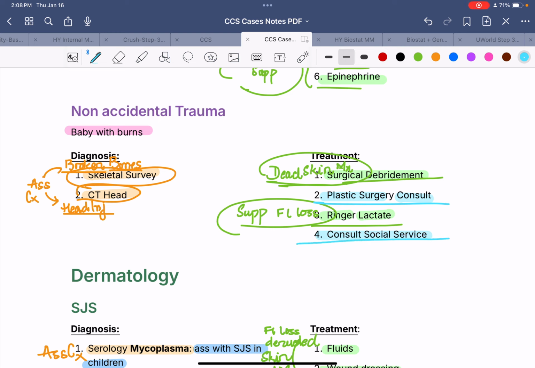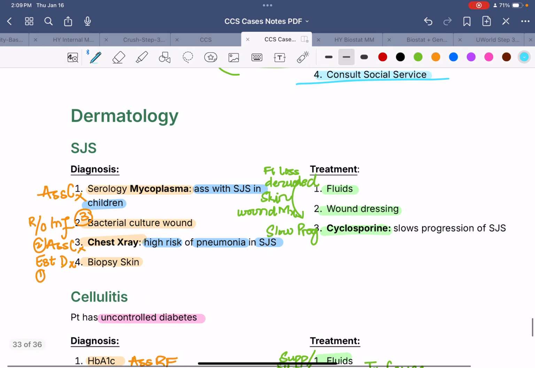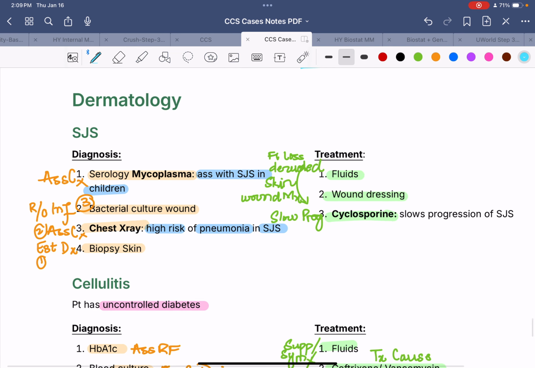And of course, you are going to admit the patient in the inpatient unit, consult social services, and call child protection service. Next off, we have dermatology, and in dermatology, the first case is Stevens-Johnson syndrome, which is usually caused by some sort of drug reaction that causes widespread vesicle formation and skin denuding, right?